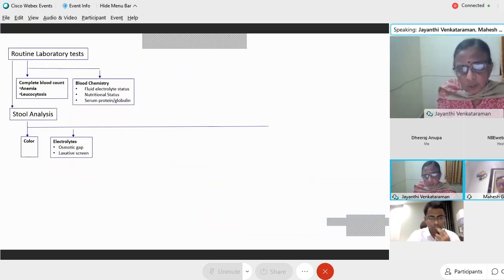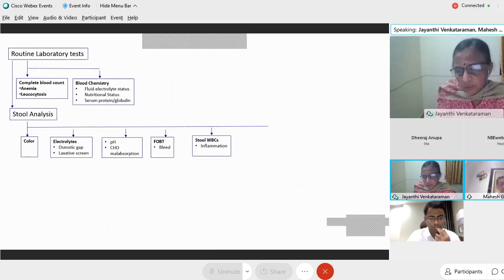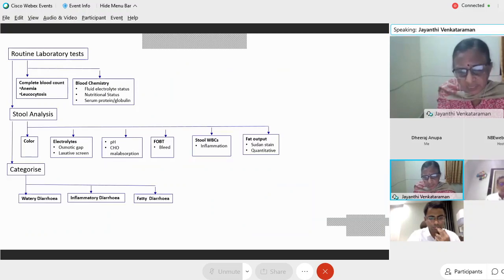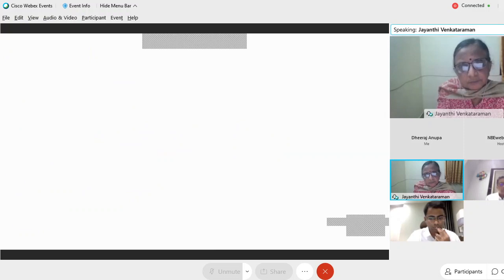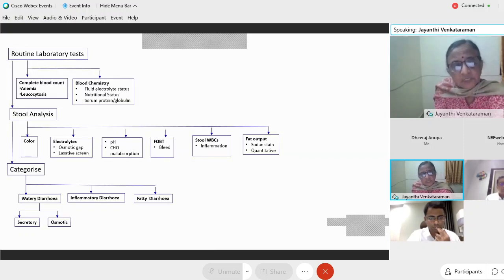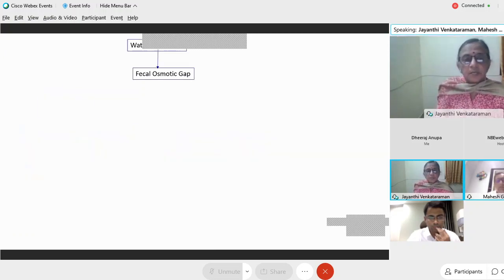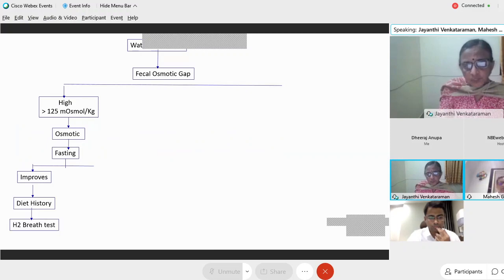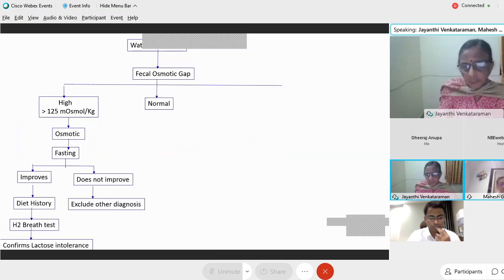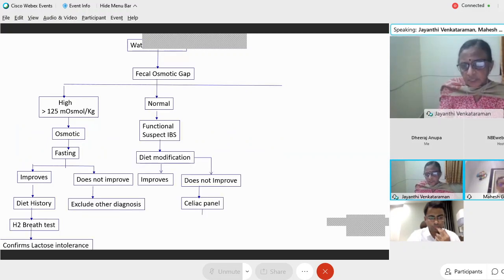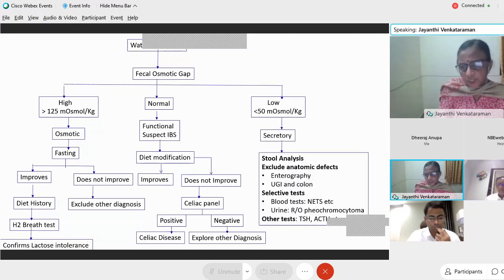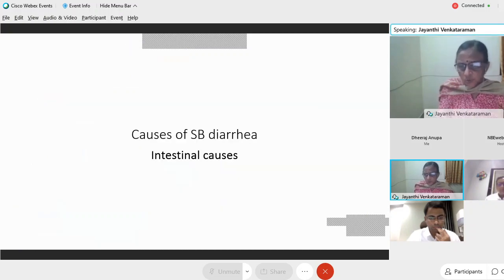And these are all the algorithmic approaches. Time is short, I think I'll just show these slides. They will share the slides with you, so you can go through them, see that you don't miss any of these. Also know what are the things that you look for in osmotic gap. What is normal? When is it more than 125? When is it low? And what are the things that you look for in stool?